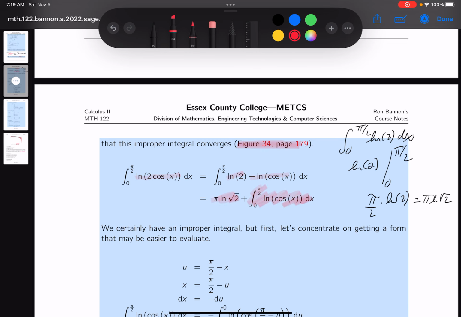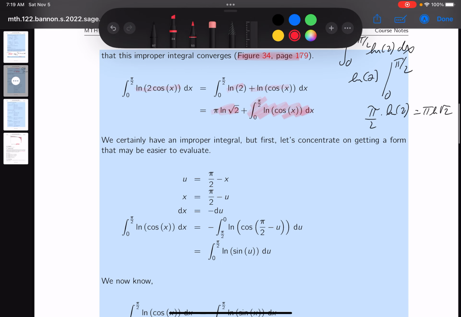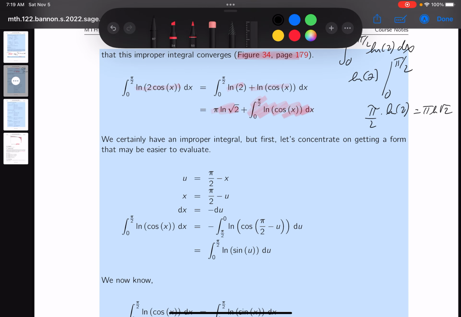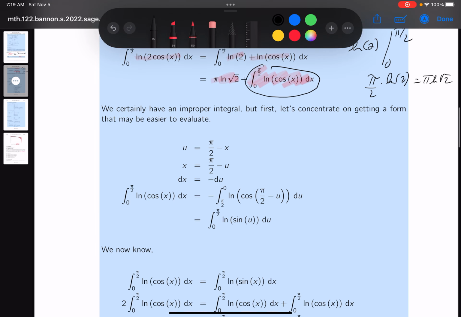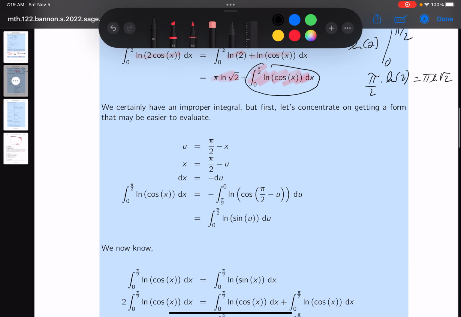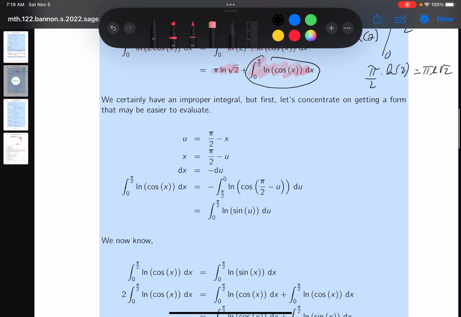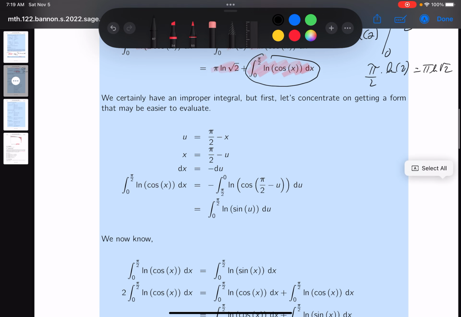So I'm concentrating on this integral now. This is the one we're going to concentrate on. How do we do that? Again, I know it's improper. I'm just going to make a u substitution and see what happens. The u substitution I'm making, just to outline that for you, is this over here. Rearranging it a little bit, you get this over here, and dx equals minus du.